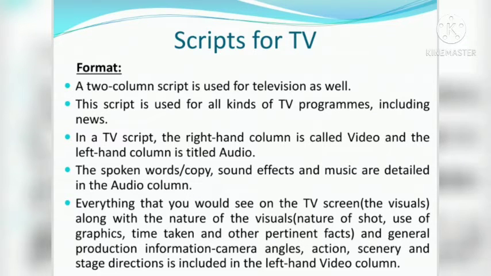So the television script has two columns, and the right-hand column is called video, and it has everything that we see on the screen, every detail that we see on the screen. Right from the nature of the visuals to the production information, everything is depicted in the section called video. And then we have the left-hand column, which is called audio, and it consists of the spoken words or copy, the sound effects and details about the music.